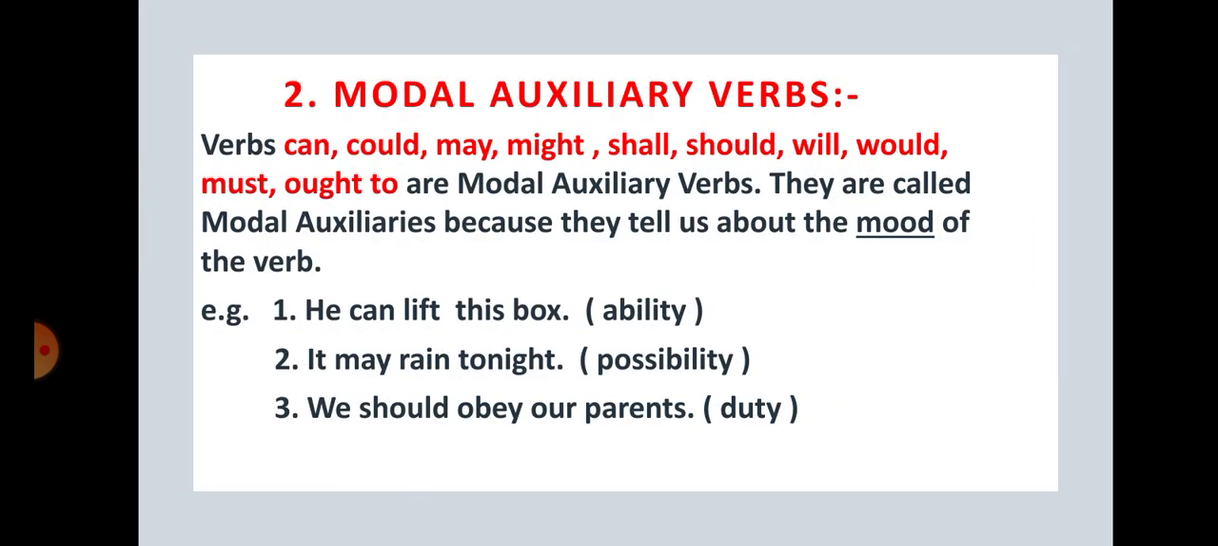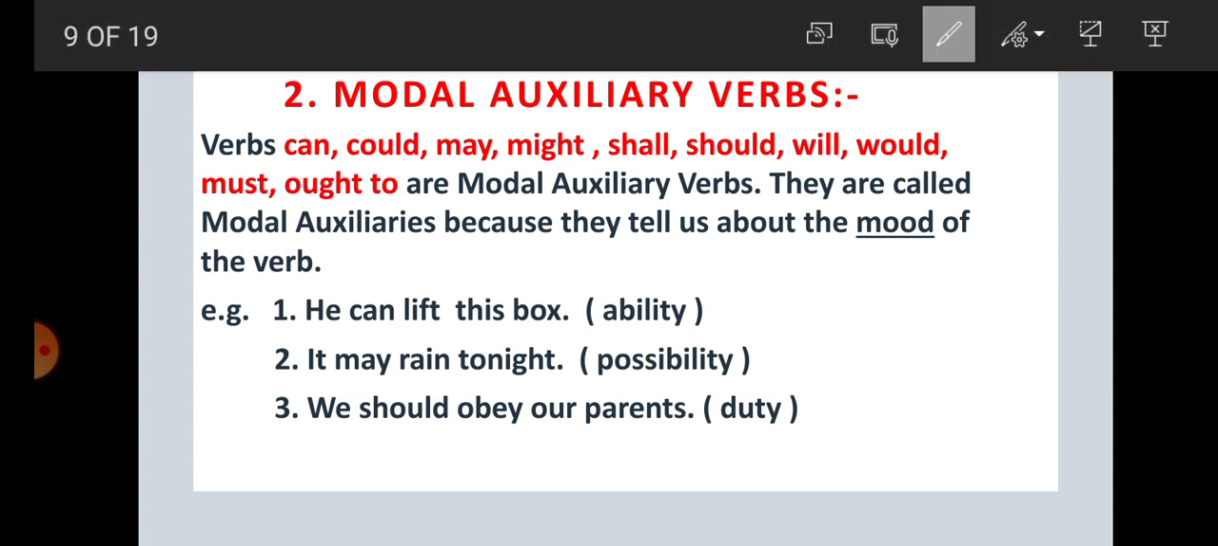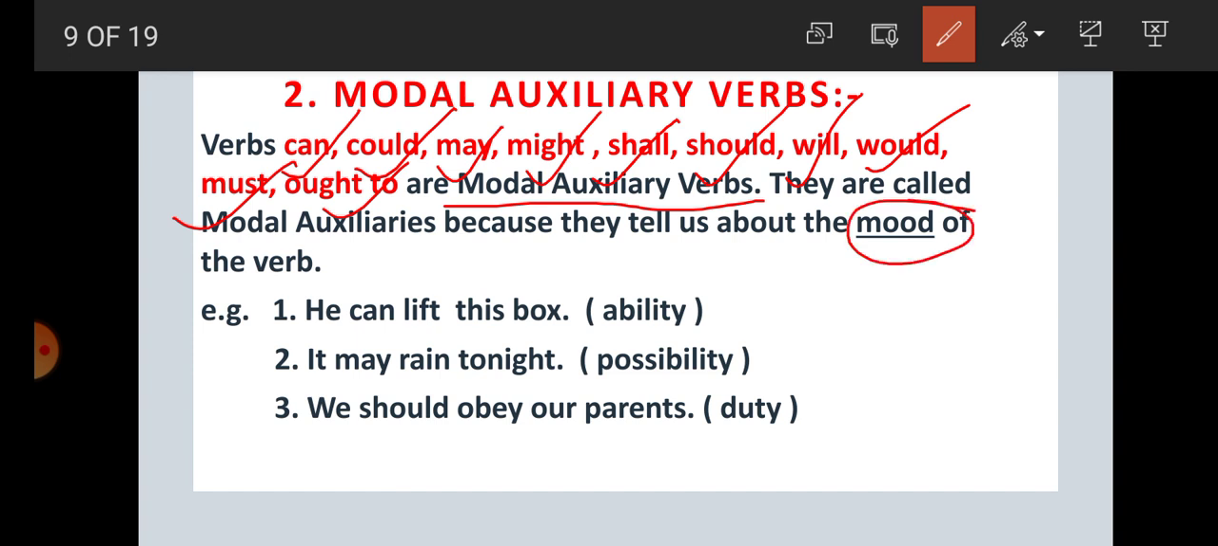Second one, students: modal auxiliary verbs. What are modal auxiliaries? Can, could, may, might, shall, should, will, would, must, ought to are modal auxiliary verbs. They are called modal auxiliaries because they tell us the mood of the verb. How do they tell us the mood of the verb? Let this example make it clear.